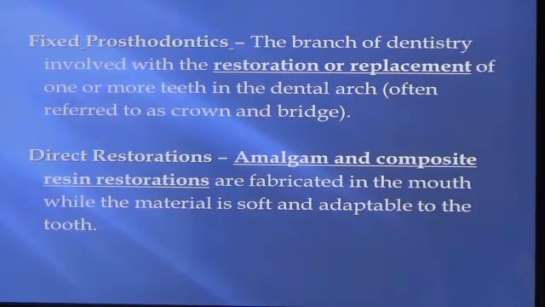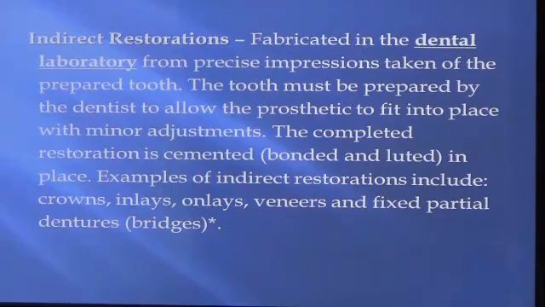Some are direct restorations, amalgam or composite, fabricated in the mouth while the material is soft and adaptable to the tooth. Indirect restorations, which are crowns and bridges, we know have to be made outside of the dental office, okay, in a lab or in our CEREC milling machine. And then you bring them back and you bond them onto the tooth, or somehow you cement them onto the tooth so that they're staying in there. So the restorations are bonded in place.